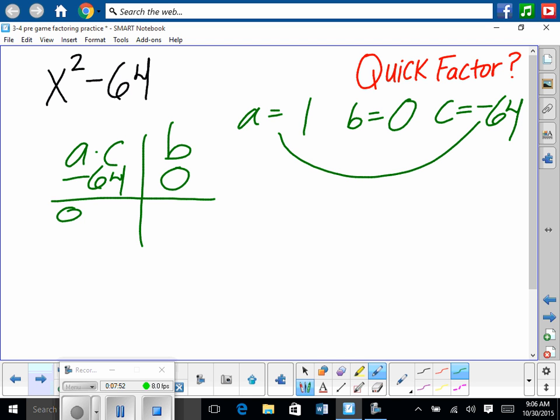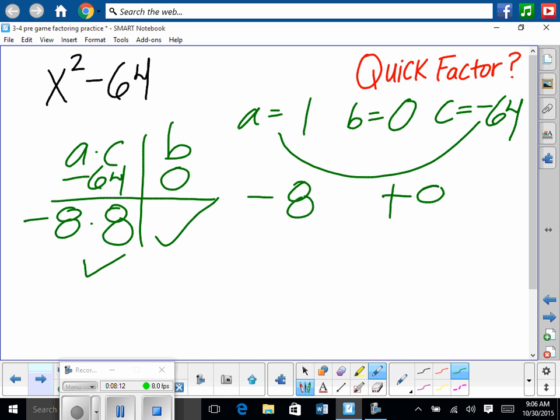Okay, 8 times 8. Doesn't that multiply to be 64? If we put a negative with one of them, will it add up to be 0? Does it work in both cases? Yes and yes. Your sign has to be correct. So if it doesn't work in both cases, you can't use those factors. Okay, so it does work in both cases. So our factors are negative 8 and positive 8. Yeah? So it factors to be x minus 8 times x plus 8.